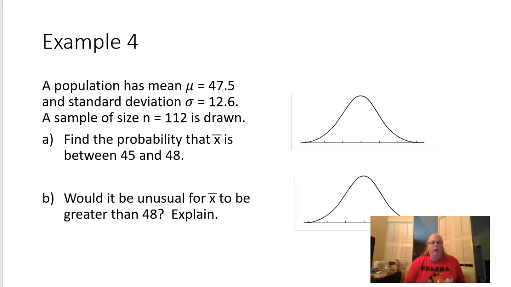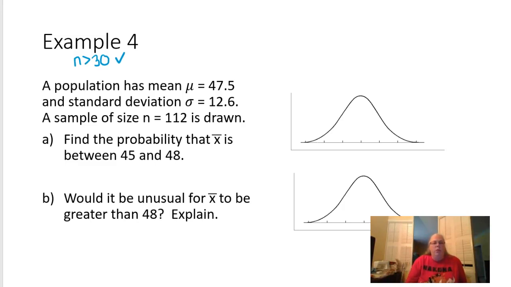Example 4. A population has mean mu equals 47.5 and a standard deviation sigma equals 12.6. A sample of size n equals 112 is drawn. A, we're going to find the probability that x is between 45 and 48. Okay, first thing we want to do is check and make sure that n is more than 30 so that we can use our central limit theorem. And n is actually 112, so that is more than 30. So we're good to use this.